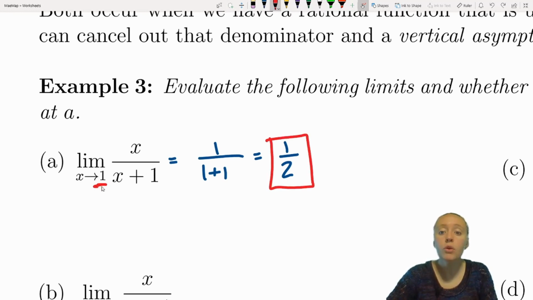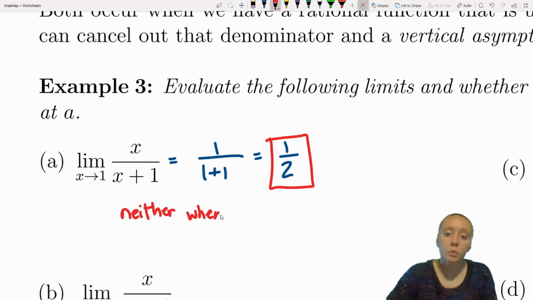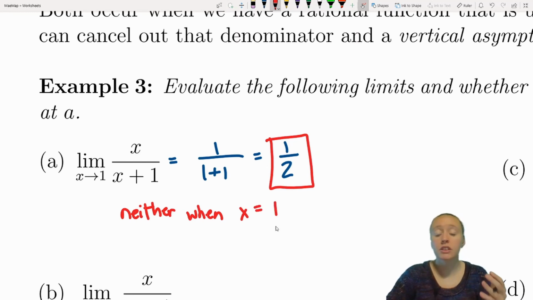So I don't have a hole or a vertical asymptote when a is equivalent to 1. I just plug that on in, and I can evaluate my limit. So in this case, I have neither when x equals 1. Because remember, I wanted you to state whether it was a hole or an asymptote at x equals a, and in this case, it was neither at our a value of 1.